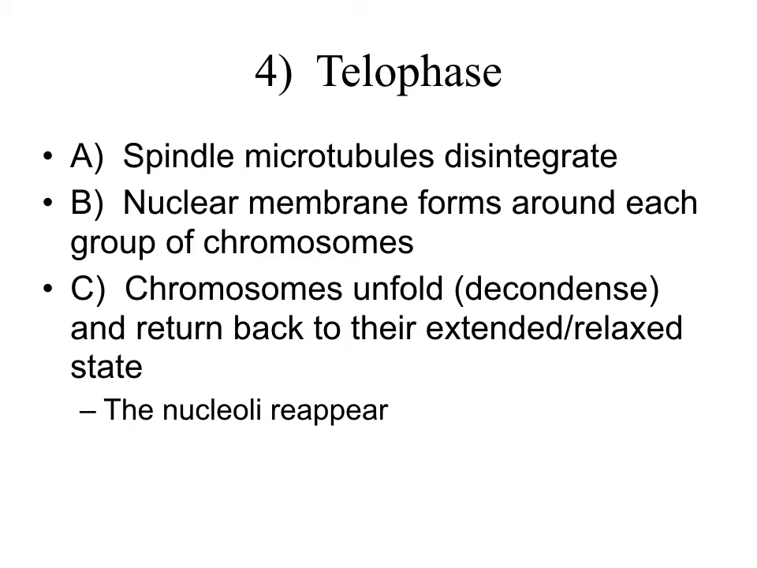The nuclear membrane begins to form again. Do you remember how in prophase the nuclear membrane began to disappear so that the chromosomes could freely float around? Well, now the nuclear membrane is beginning to form again, and the point of the nuclear membrane, of course, is to contain the chromosomes inside. Also in telophase, the chromosomes begin to decondense, or return back to their normal relaxed state. So they're going to go back to being called chromatin. That's telophase.